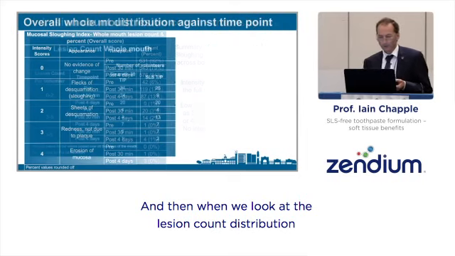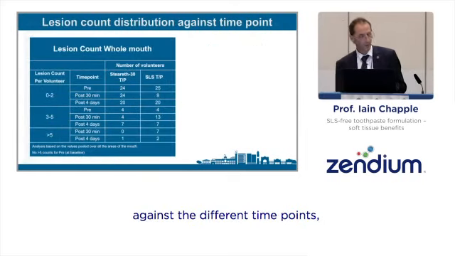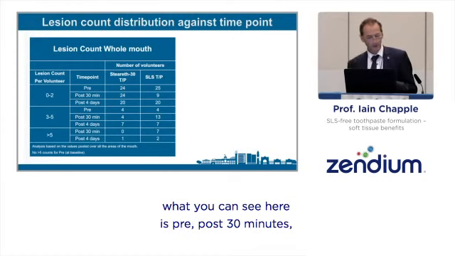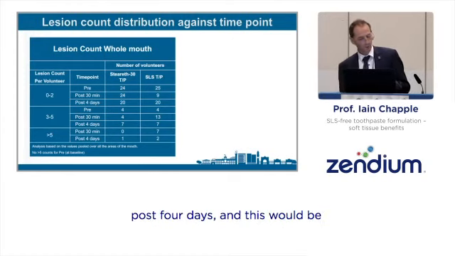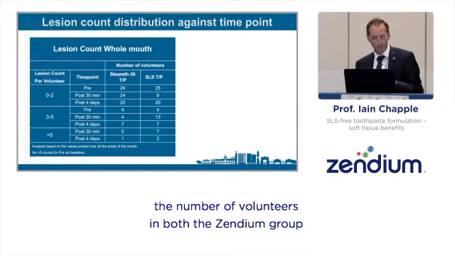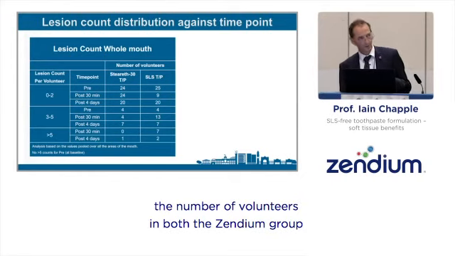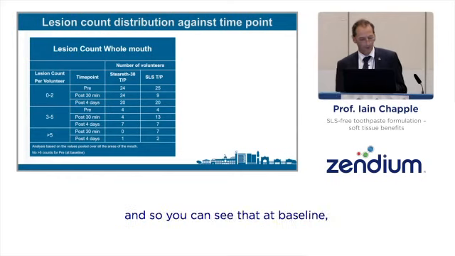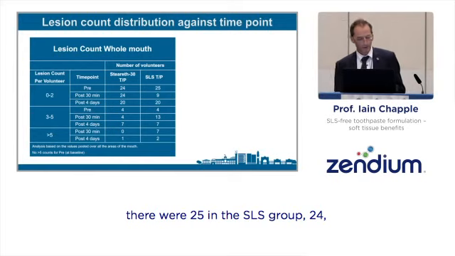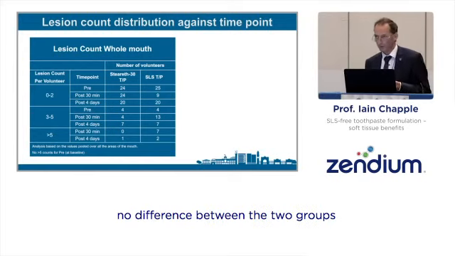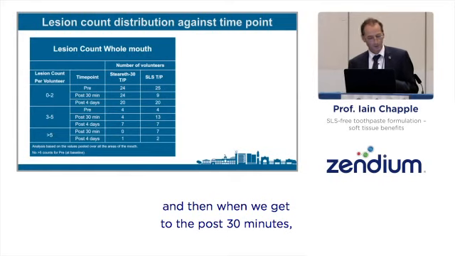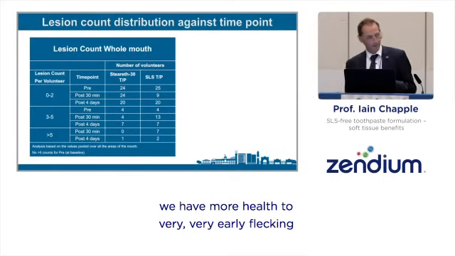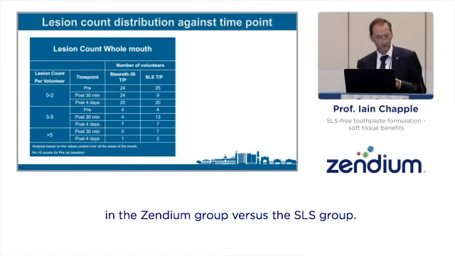Then when we look at the lesion count distribution against the different time points, what you can see here is post 30 minutes, post 4 days, and this would be the number of volunteers in both the Zendium group and the SLS group that had between 0 and 2 lesions. And so you can see that at baseline, there were 25 in the SLS group, 24, no difference between the two groups. And then when we get to the post 30 minutes, we have more health to very, very early flecking in the Zendium group versus the SLS group.